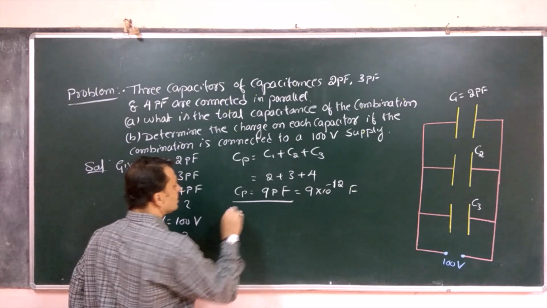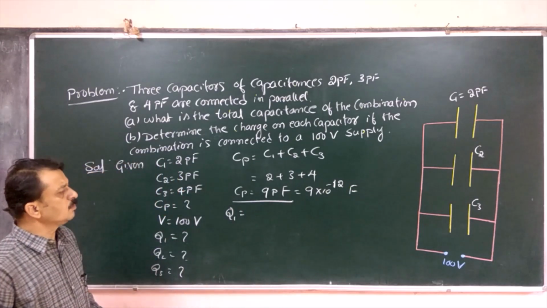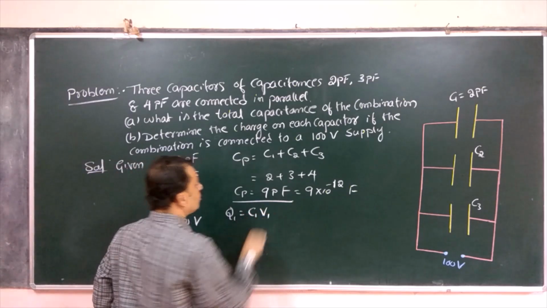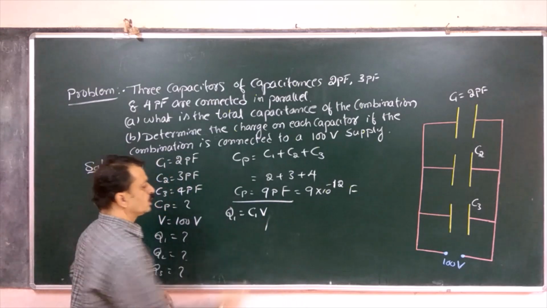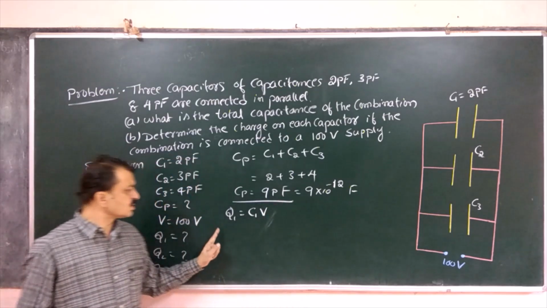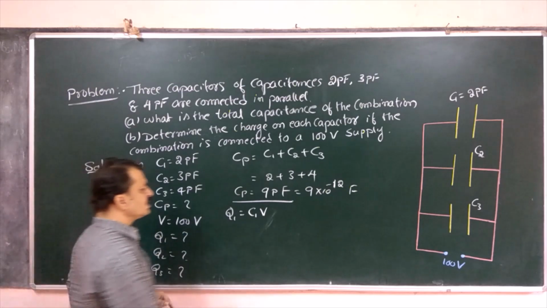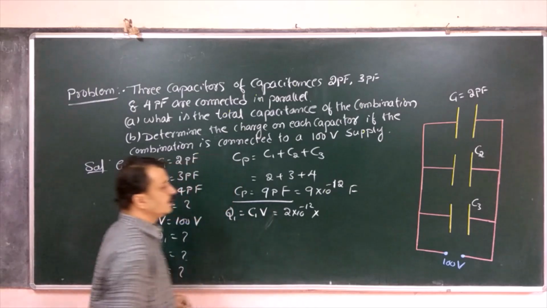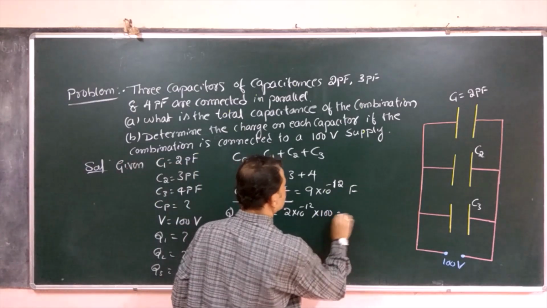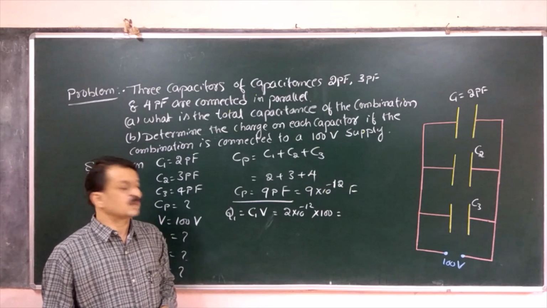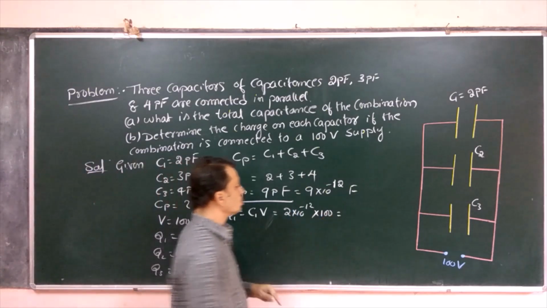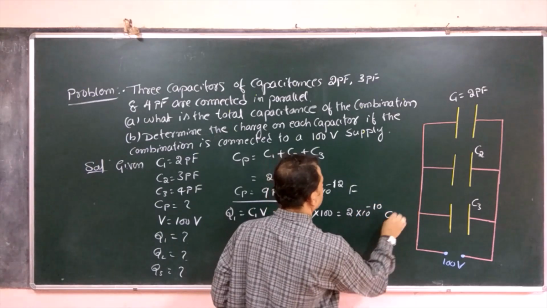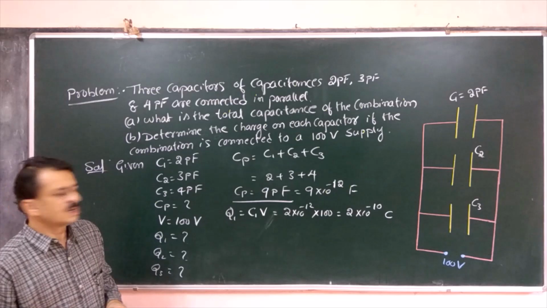Now what is Q1? The charge on the first capacitor Q1 is equal to C1 into V. Voltage is the same. Simple formula for charge. C1 is given as 2 into 10 to the power of minus 12, into voltage 100. Writing 100 as 10 to the power of plus 2, 10 raised to minus 12 plus 2 gives 10 to the power of minus 10 coulombs. So it is 2 into 10 to the power of minus 10 coulomb.